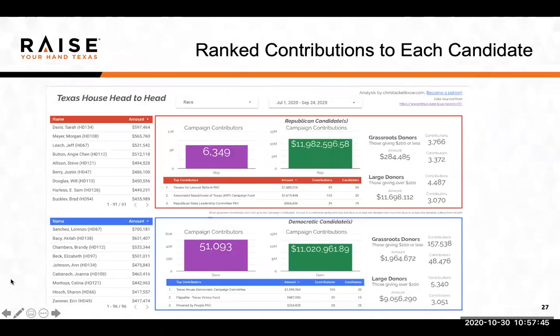Let's look at the ranked contributions to each candidate, but this is by party. So in the top example, we're staying with the Texas House, and we can see that the Republican candidate receiving the most contributions in that time window is Sarah Davis on the Republican side and Lorenzo Sanchez on the Democrat side. Again, you can scroll through on either one to see how the candidates that you're looking at are ranking with other candidates around Texas. It's just another piece of information.